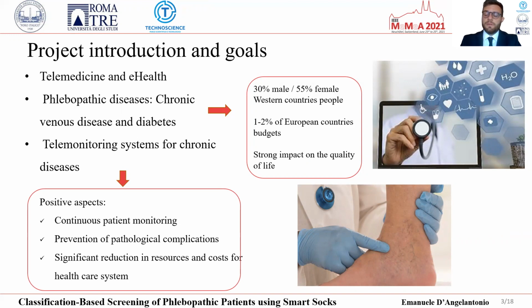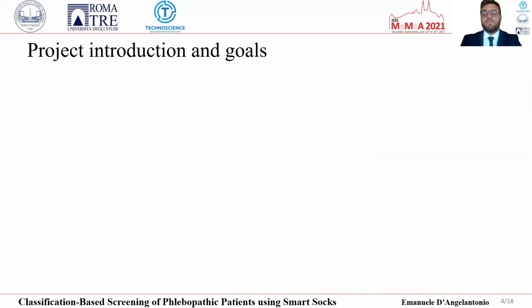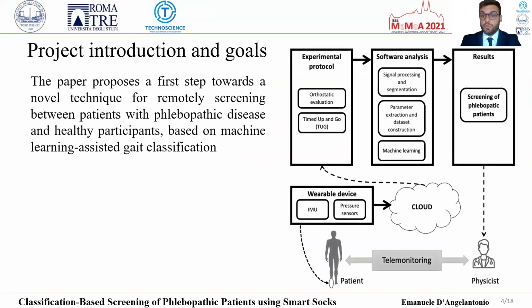So telemonitoring systems play an important role in remote assistance, with the possibility of a continuous patient monitoring outside the clinical facilities, naturally, controlling and preventing pathological complications with a significant reduction of resources and costs for healthcare system. In the paper, we propose a novel technique for remotely screening between two groups of participants, patients suffering from phlebopathic disease and healthy subjects. The screening is based on machine learning assisted gait classification.